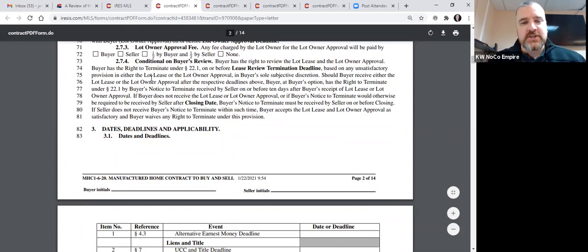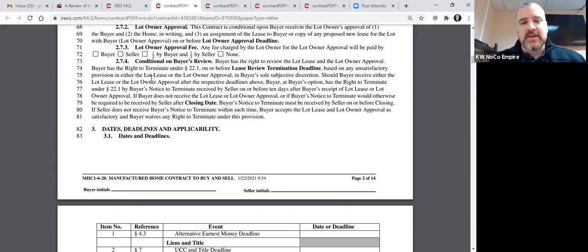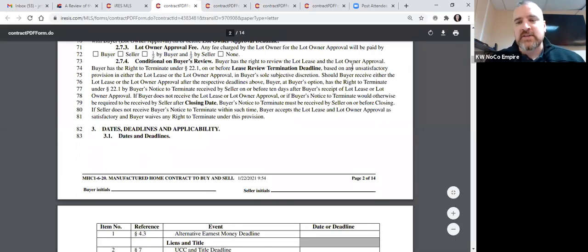All of those things are conditional on the buyer's review. So the buyer obviously needs to have the right to review the lot lease, make sure that, hey, you said it was $600 a month lot rent. I need something in writing to show that that's actually the case, because if I buy this and it turns out it's $900 a month, well, that might be more than I can afford, right?